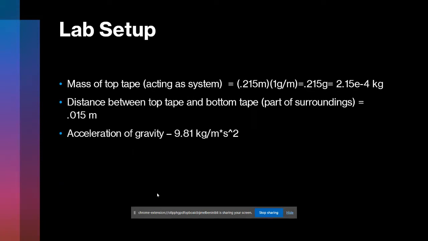So the lab is set up where you have one tape on top and one on the bottom. The first tape is held up by two objects, and the second one is used as part of the surroundings to act upon the top tape, which acts as the system. So the two have a distance of 0.015 meters when the top tape is completely balanced so that it no longer sags, but instead it's at equilibrium, meaning that the force of repulsion must be equal to the force of gravity.